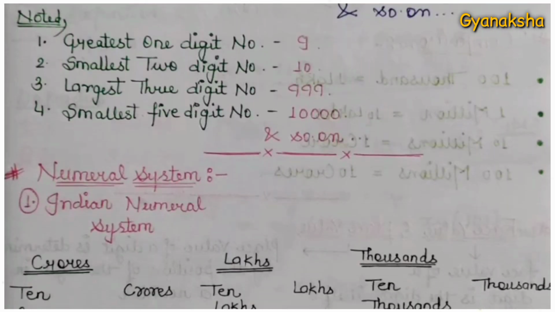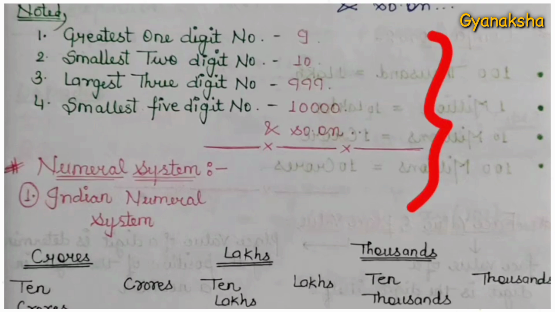Now some basic questions arise. I hope you can give the answers very accurately. Greatest 1 digit number, it's 9. Smallest 2 digit number, it's 10. The greatest, or we can say largest, 2 digit number is 99, largest 3 digit number 999, and so on.